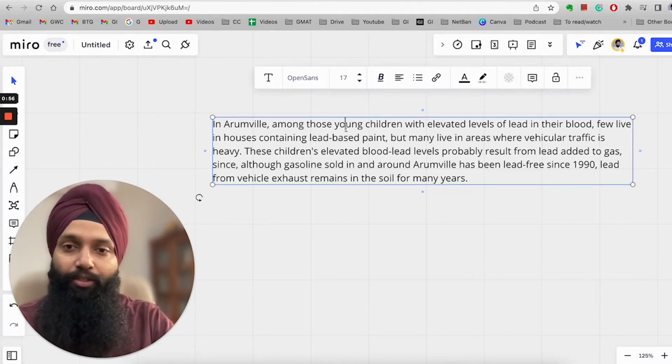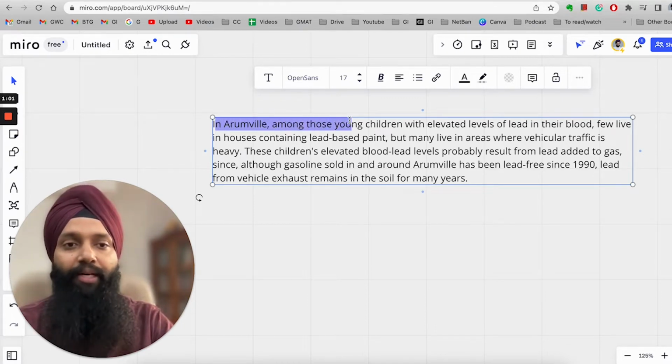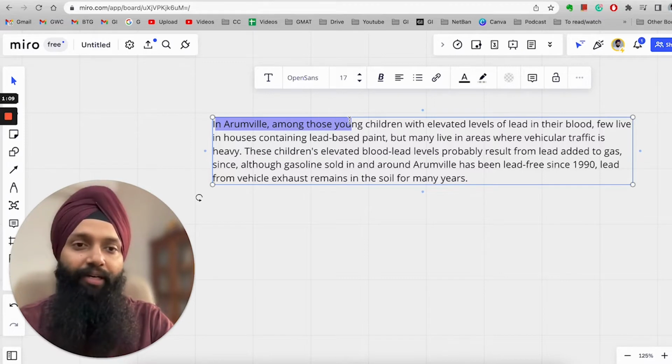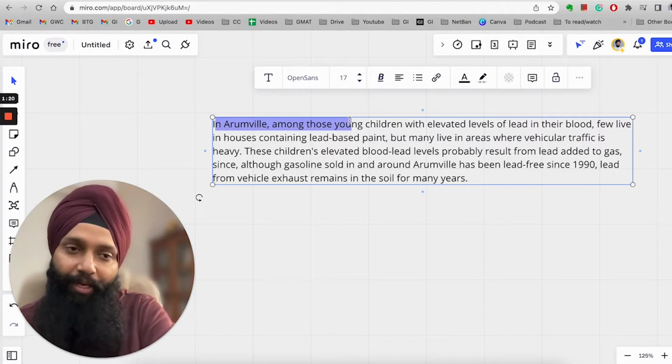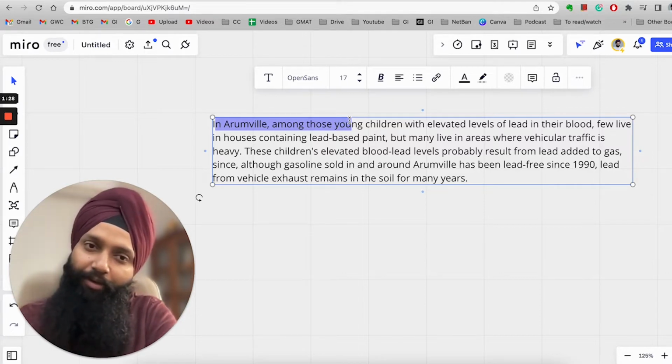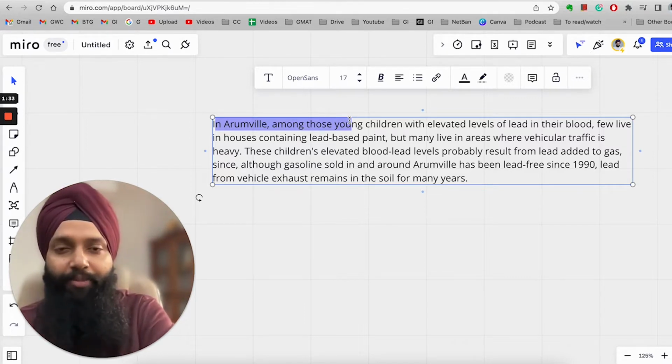Okay, coming back. So when you read this, in Autumnville, among these young children with elevated levels of lead in their blood. So we are talking about a particular place, Autumnville, and we are talking about the children with elevated levels of lead in their blood. So they have high levels of lead in their blood. Few live in houses containing lead-based paint. Few means not many. So not many live in houses containing lead-based paint. Think about it, we are talking about levels of lead in their blood, and now we are saying not many live in houses containing lead-based paint.